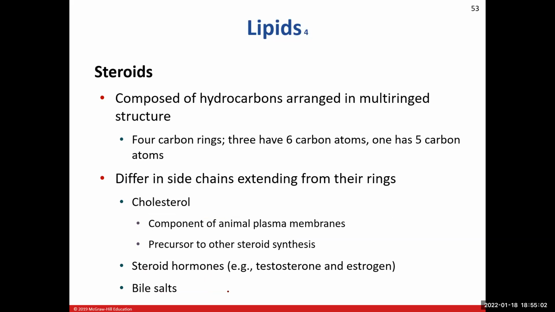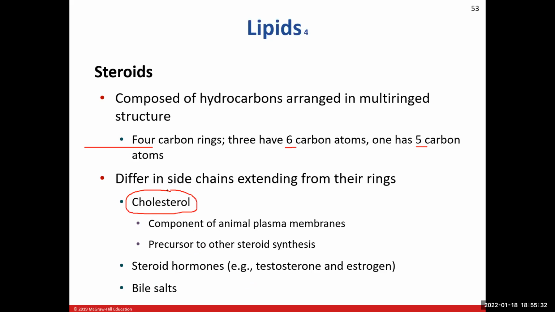All right, so the third type of lipid are steroids. A lot of us have heard of steroids, but we have no idea what a steroid is, okay? A steroid is a multi-ringed structure. You will actually see 4 carbon rings. Out of those 4 carbon rings, 3 will have 6 carbons, and 1 will have 5 carbons. And this is important because this helps us to set up this molecule here, cholesterol.